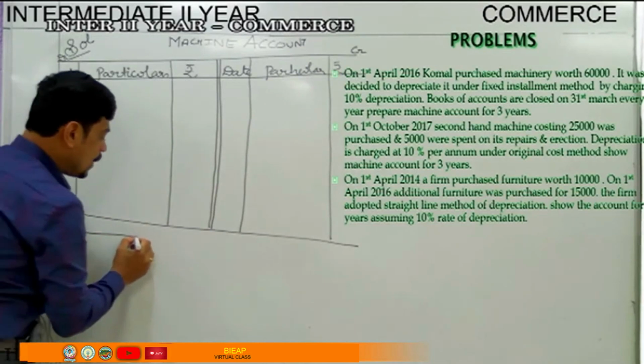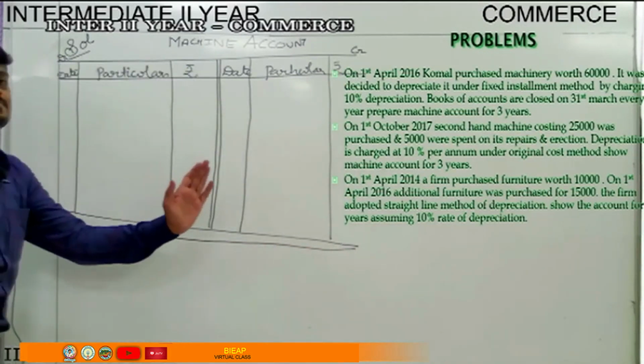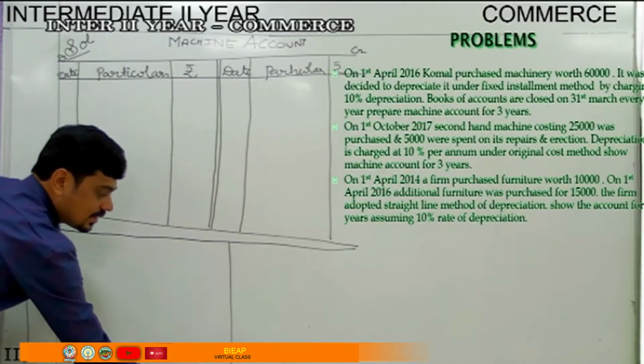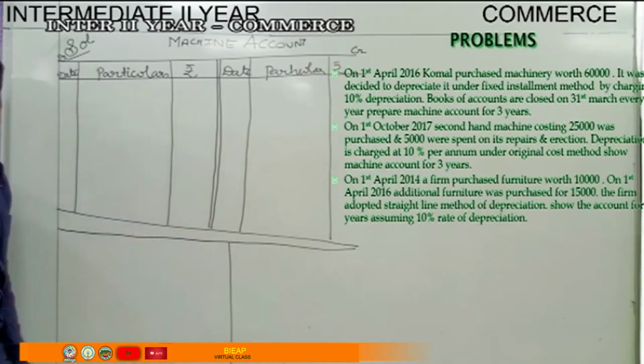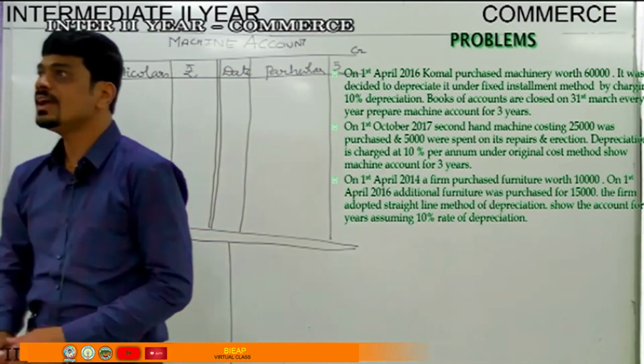Then below the account, do two-sided working notes. Don't use rough page here and there. So here, draw the working like this. Again, two sides. This is for calculation purpose. Now we are going to see the solution.